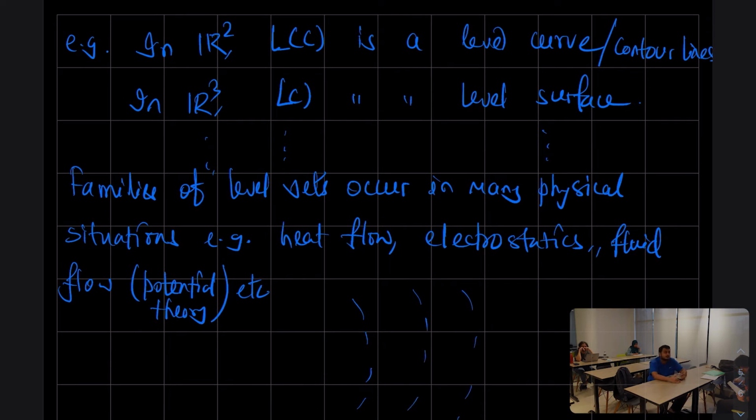So these are isotherms. Isotherms are an example of level sets. So this is, say, the C1 level, this is the C2 level, and this is the C3 level. All the points lying on this curve actually produce C1, the same temperature. That's why they're isotherms.